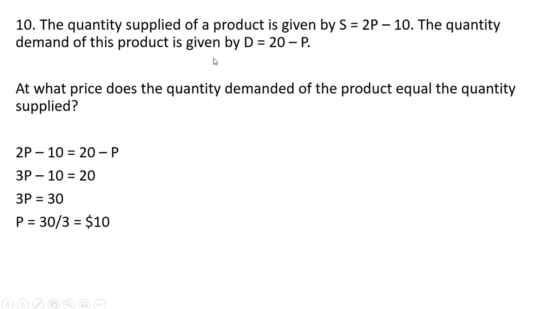Question 10. The quantity supplied of a product is given by S equals 2P minus 10. The quantity demanded of this product is given by D equals 20 minus P. At what price does the quantity demanded of the product equal the quantity supplied? So we're going to set both equations equal to one another and just solve for P. So I'm going to add P to both sides, so that's where this 3P is coming from. And now I'm going to add 10 to both sides, so 10 plus 20 is where this 30 is coming from. And now dividing through by 3, the price here is going to be now $10. So at a price of $10, the quantity demanded equals the quantity supplied.